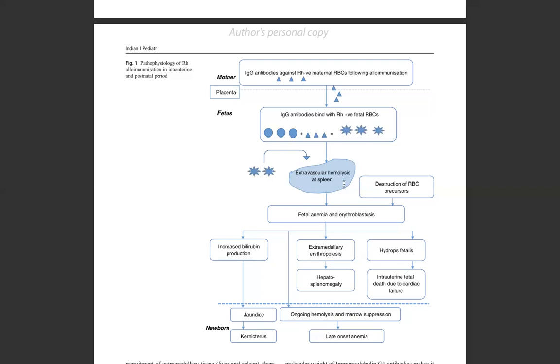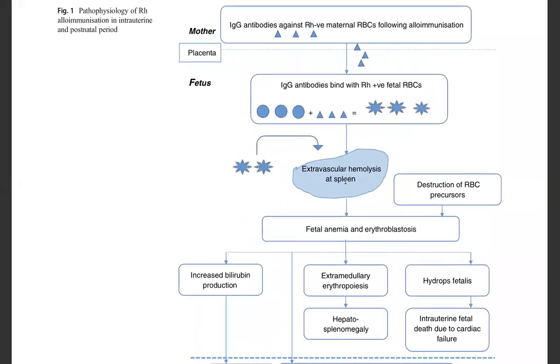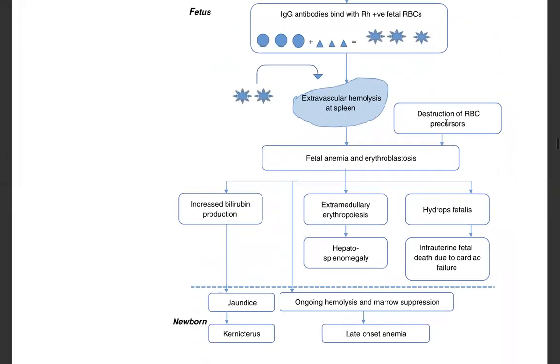So when you do your peripheral smear at birth, you may not get an increased retic count in such patients, as there may be decreased RBC precursors also. If there is fetal erythroblastosis, there will be increased bilirubin production and extramedullary hematopoiesis resulting in hepatosplenomegaly. Severe fetal anemia will result in hydrops fetalis, and if not controlled, there will be intrauterine fetal death due to cardiac failure. This is your immune hydrops fetalis leading to death, along with hepatosplenomegaly.